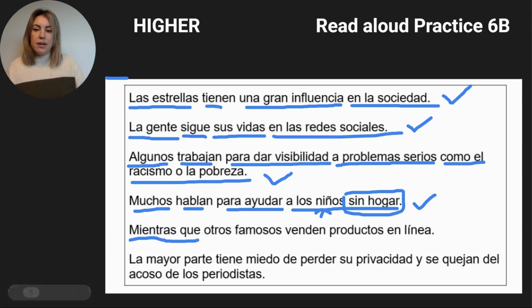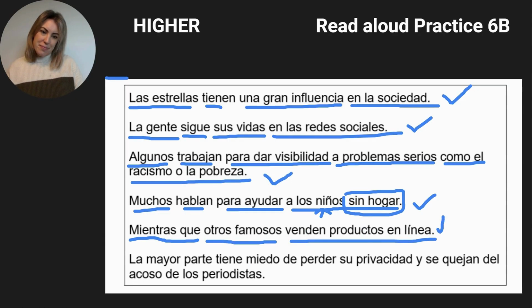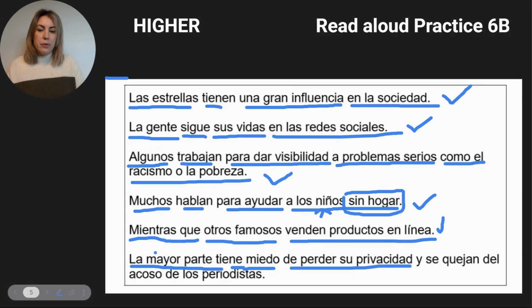Advanced connective here. Mientras que otros famosos venden productos en línea. Whereas other famous people sell products online. And then finally, la mayor parte tiene miedo de perder su privacidad. So the majority is afraid, has fear, is afraid of losing their privacy y se quejan del acoso de los periodistas.